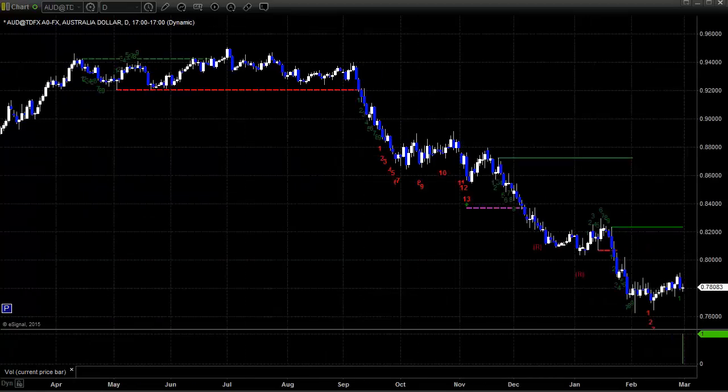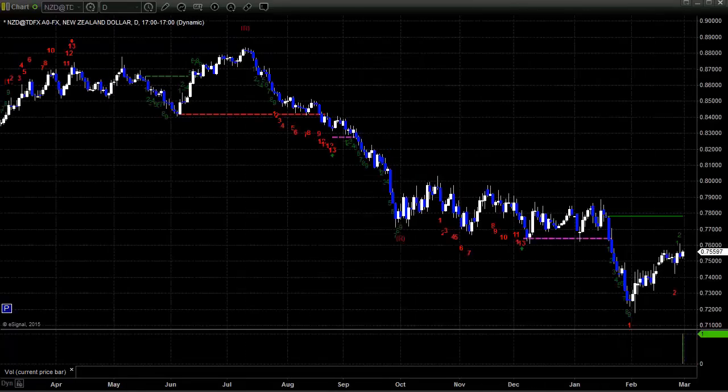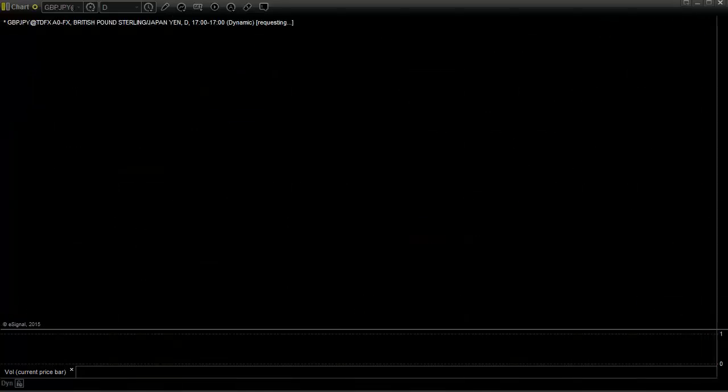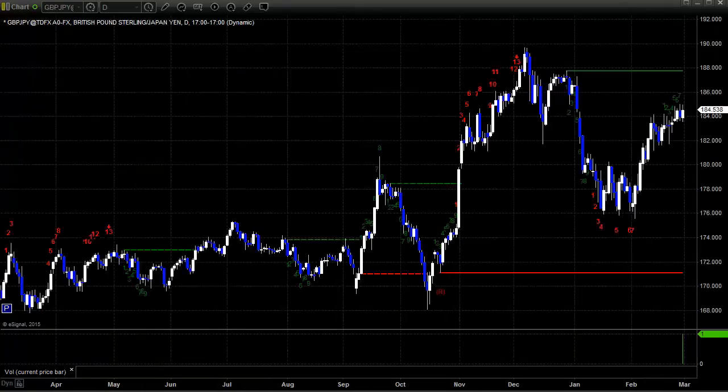Here's a look at the Aussie dollar. Didn't do a darn thing for the last several weeks. Here's the New Zealand dollar, has moved up just a bit, heading back towards that static trend line. And just to look at a cross pair, here's the pound yen.